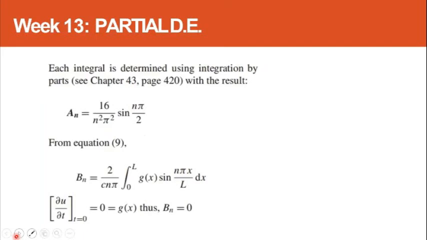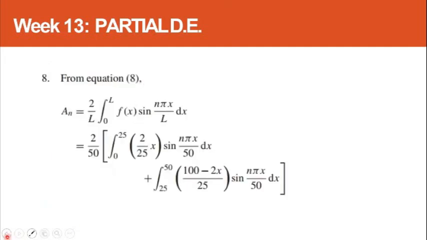Sabi natin, based sa equation, after natin makuha si Fourier series, we need to determine the value of A sub n and also the value for the B sub n. And para ma-determine natin siya, mag-integrate lang tayo based dito sa problem natin. Itong problem natin na to, integration lang din siya.